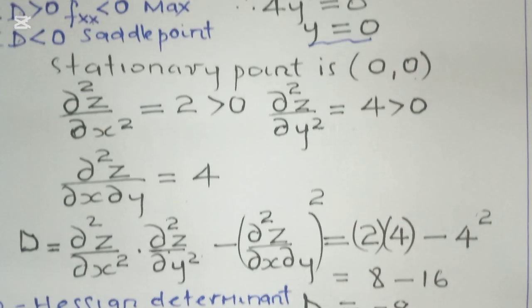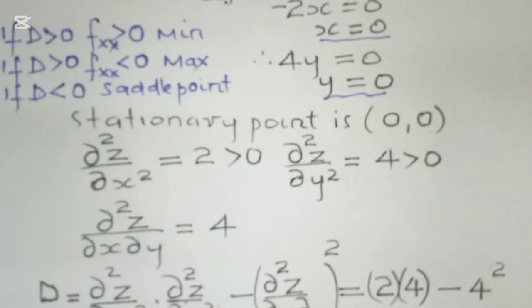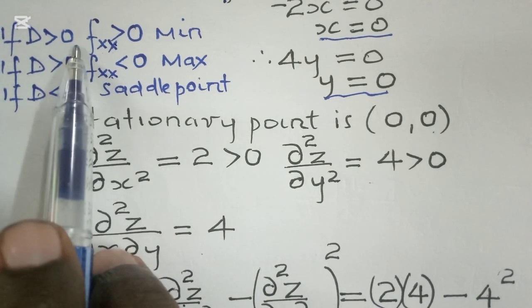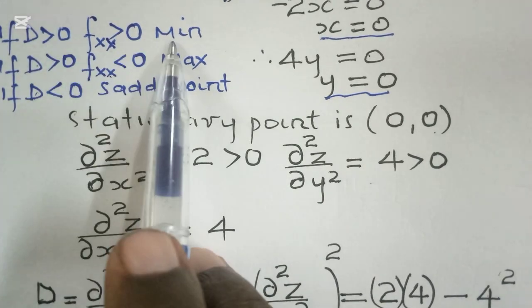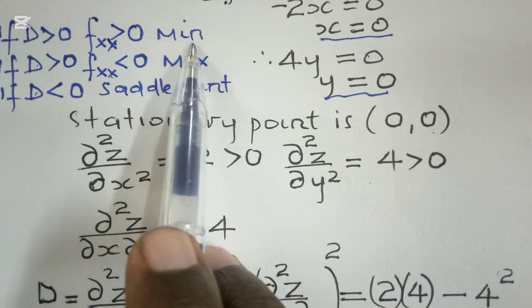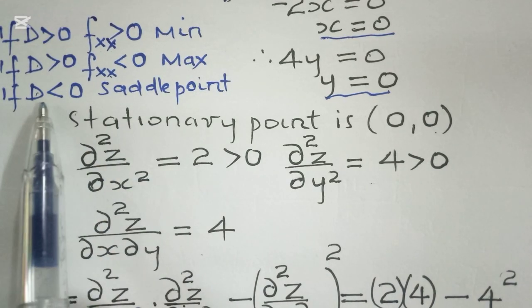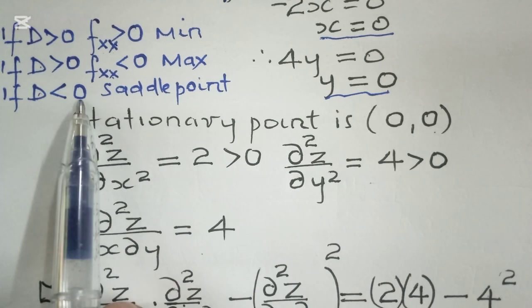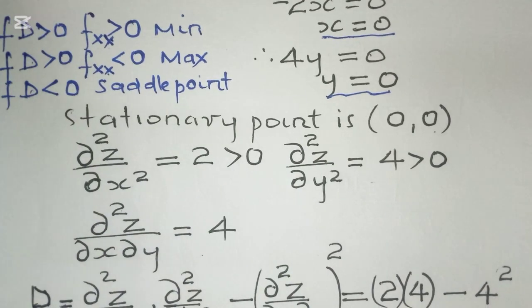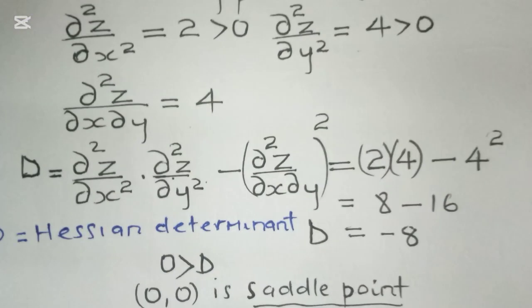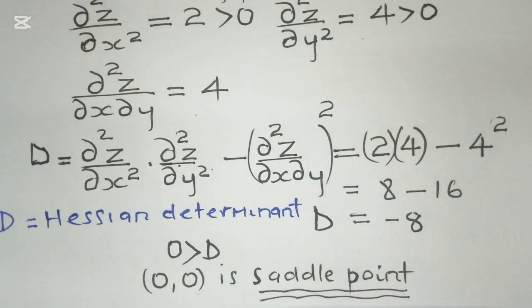And guys, now we go back to our condition here. We said for a minimum, the determinant must be greater than 0. So we find that has not happened. And so, as you can see, -8 is less than 0. Therefore our point is called a saddle point. That is the point (0, 0).